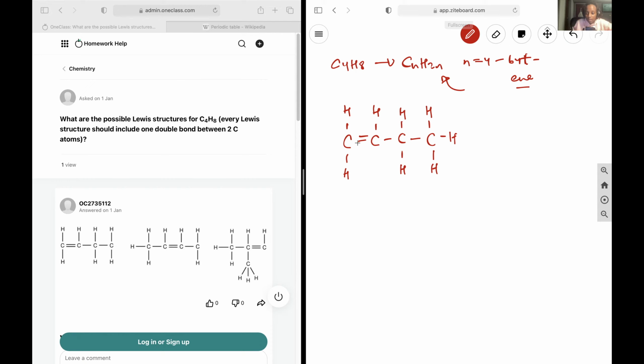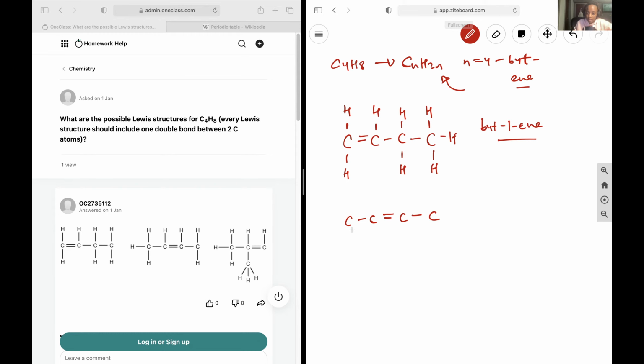So what this is called is, if we count this way, and we're going to have to count this way because we want to encounter the double bond as soon as possible, this is going to be but-1-ene if we label it. Next up, let's decide to move this double bond.